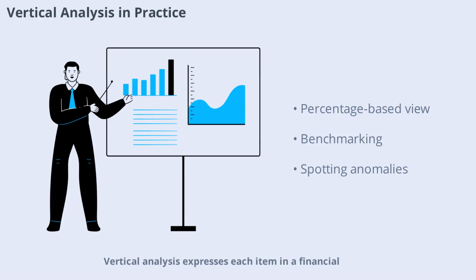Vertical analysis expresses each item in a financial statement as a percentage of a base figure. For example, on the income statement, each expense might be shown as a percentage of total sales. This approach makes it easier to compare companies of different sizes or to benchmark against industry averages. Vertical analysis highlights the relative importance of each item, helping analysts spot unusual or concerning proportions.